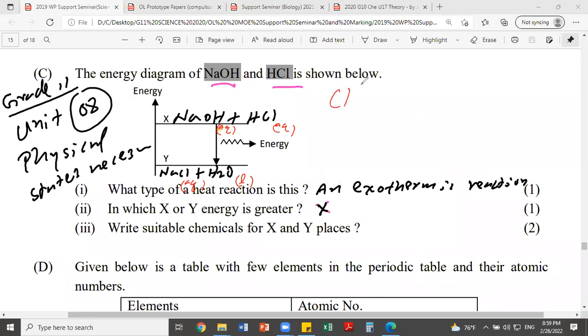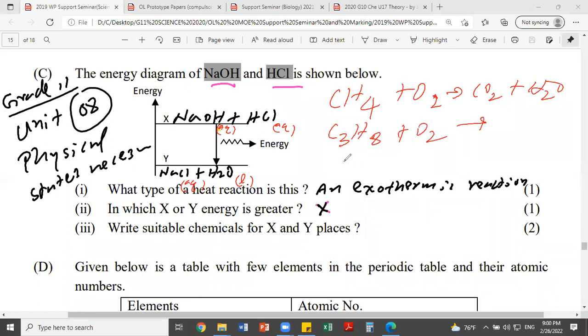Now any combustion reaction, if they take CH4 plus oxygen becoming carbon dioxide and water, then also you take the same one. You have to write CH4 and O2 at the top, CO2 and water at the bottom. If you take propane, C3H8, any hydrocarbon, combustion is exothermic. Propane and butane together are called LP gas, C4H10 plus oxygen. Or combustion of petrol, octane, C8H18 plus oxygen. Any combustion reaction is exothermic.